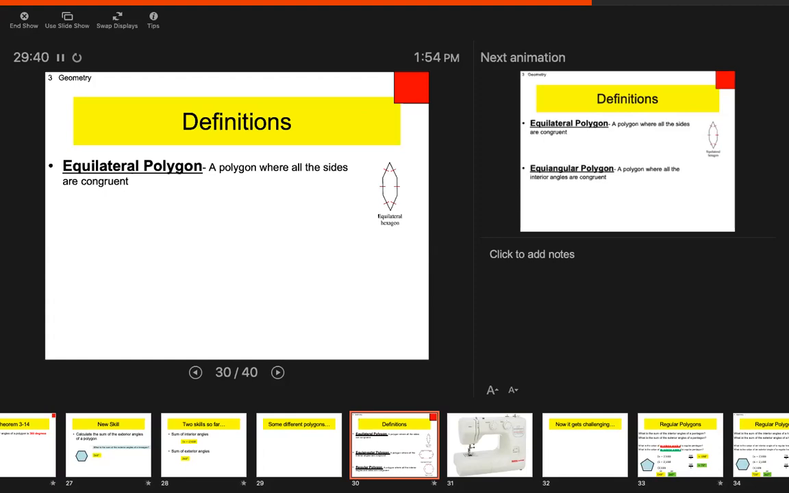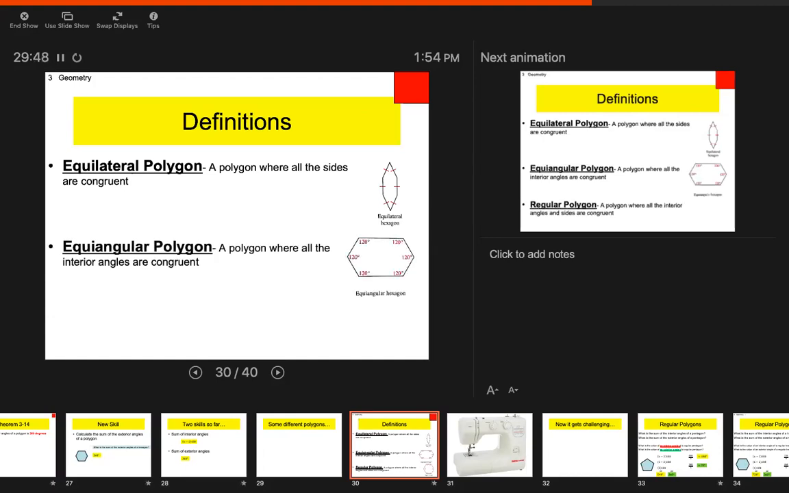What do we call a polygon where all the angles are the same? Equiangular. Now, what do we call one that is both? Yeah, it's a weird name. I would have called it the perfect polygon because all the sides are the same and all the angles are the same. They don't call it perfect, they call it a regular.